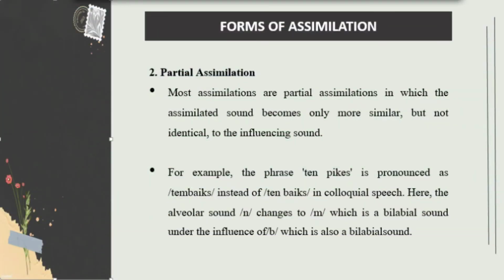Next is partial assimilation. Most assimilations are partial assimilation in which the assimilated sound becomes only more similar but not identical to the influencing sound. For example, the phrase ten pipes is pronounced as tem pipes instead of ten pipes in colloquial speech. Here, the alveolar sound n changes into m, which is a bilabial sound under the influence of p, which is also a bilabial sound.